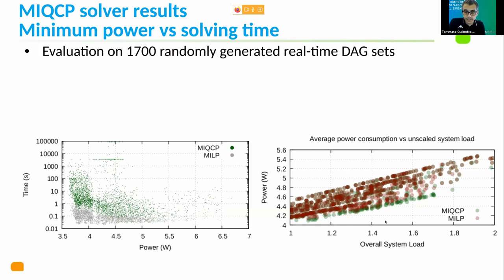On the right picture, you can also see how this performed depending on the system load. If I categorize the same scenarios by system load, I can see that fundamentally the optimum solution in the end achieves on average better power consumption. So we have a lower power consumption than what can be done by splitting end-to-end deadlines upfront.